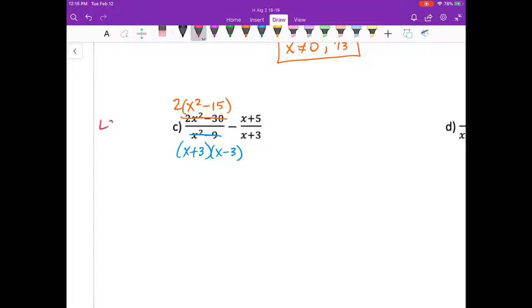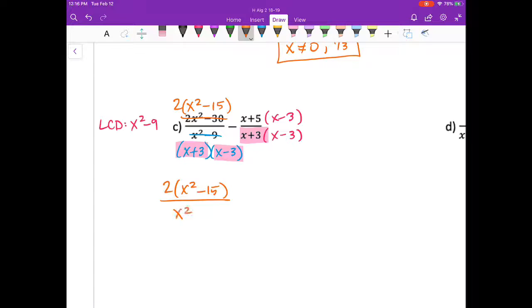However, that helped us because of our least common denominator. This denominator is x plus 3, x minus 3, and this one's already x plus 3, so the only thing we'd be missing would be the x minus 3. So our LCD is going to be that x plus 3, x minus 3, or if you FOIL it out, x squared minus 9. Doesn't matter either way. So I rewrite everything how I can. So 2 times x squared minus 15 over, I'm just going to call it x squared minus 9, feeling lazy, minus x plus 5 times x minus 3 all over x squared minus 9, which again we know to be x plus 3, x minus 3.